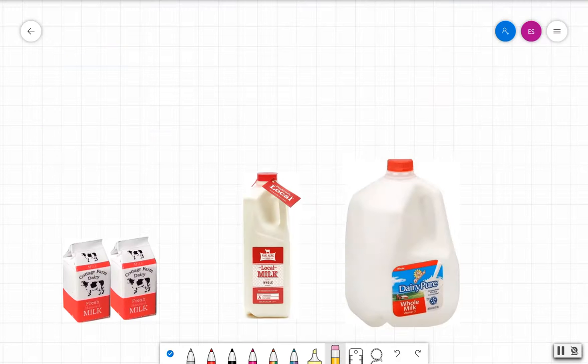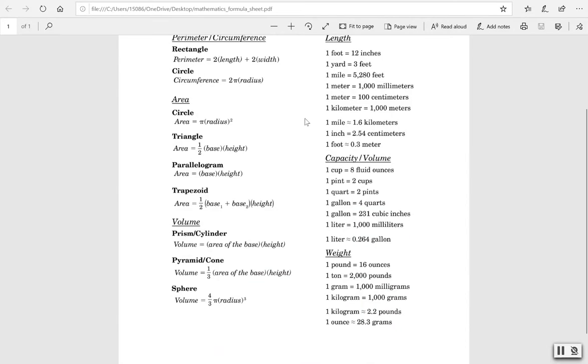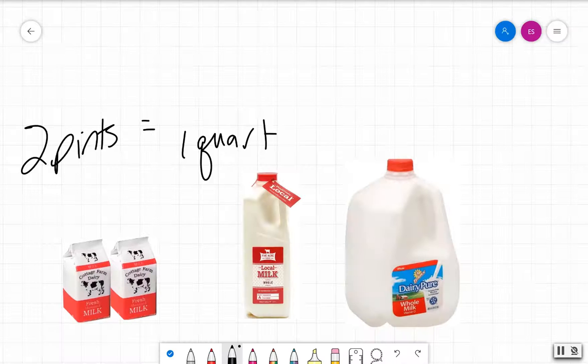So let's visualize this. Remember last time we said that 2 pints is equal to 1 quart? Well, it turns out that there is a different conversion unit to get from quarts to gallons because gallons are bigger than quarts. And to find out what that is, I'm going to go to my HiSET formula sheet, and I see that 1 gallon equals 4 quarts. So the conversion unit is 4.